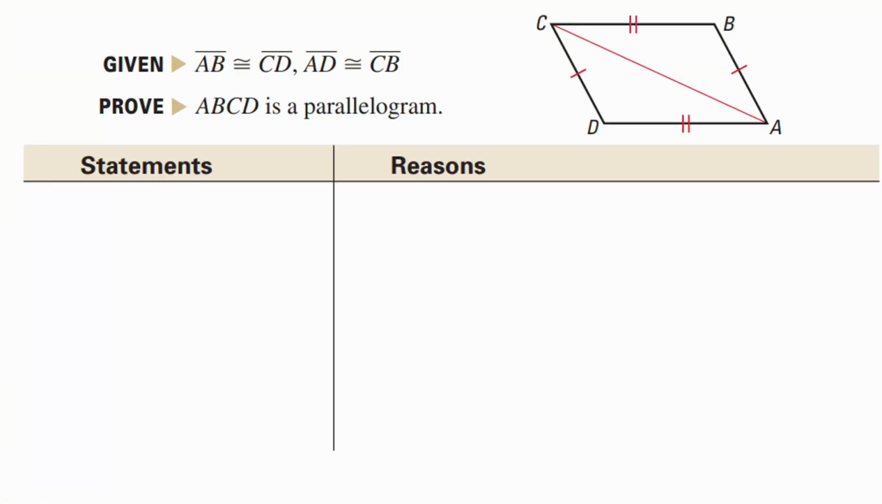Here we are given that line AB is congruent to line CD and line AD is congruent to line CB. We're going to prove that ABCD is a parallelogram. Let's start with some given information.